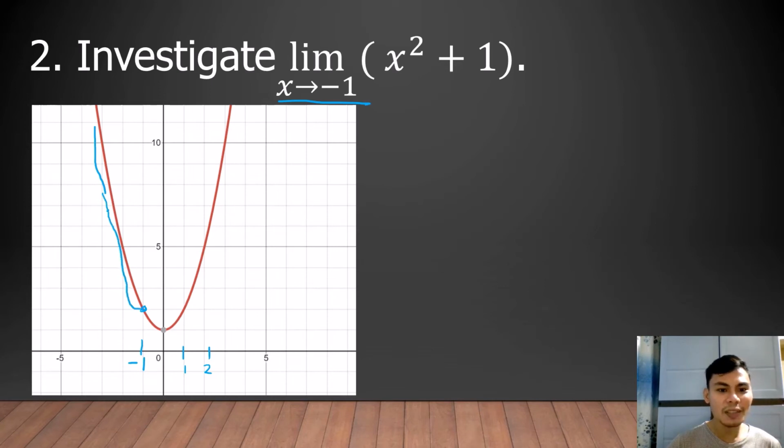Kasi dito lang nag-stop si 1. From the right, in this case, it's negative 1, 2. Hence, the limit is 2.